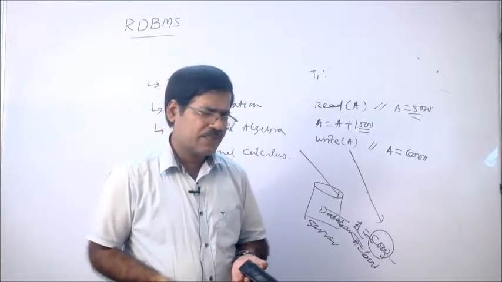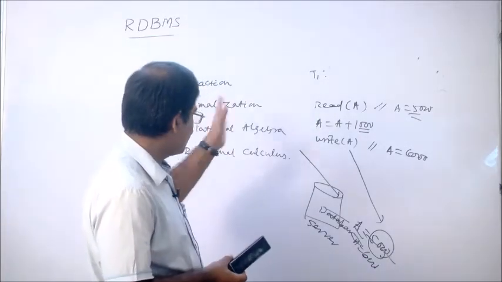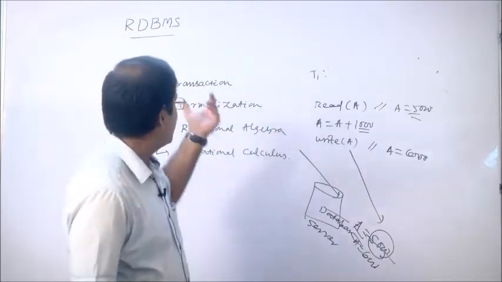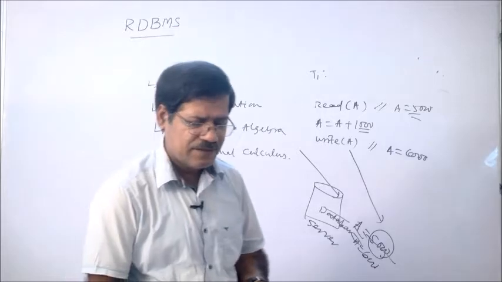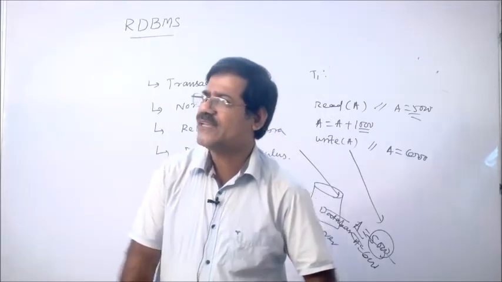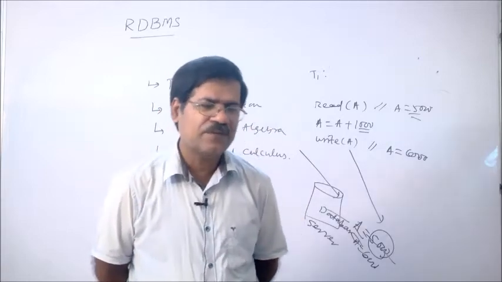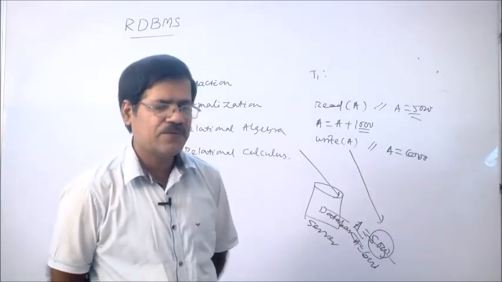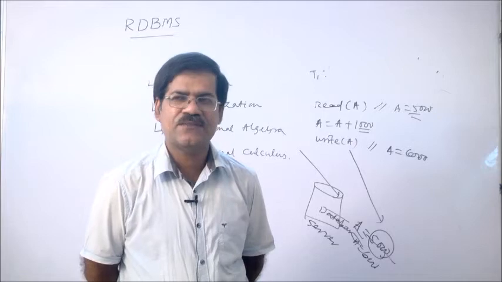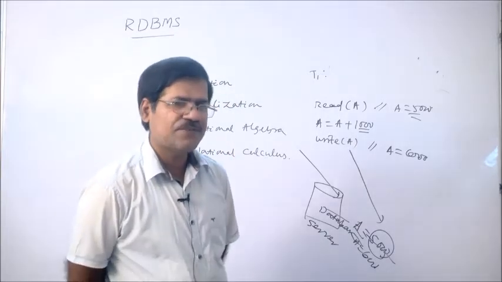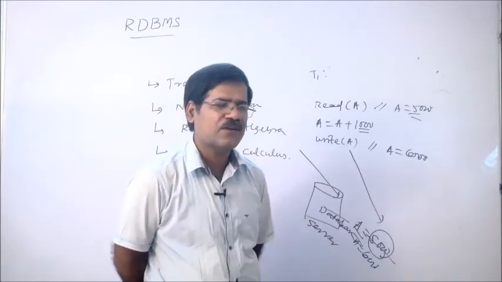These are beyond your syllabus, so you only have to remember the concept. And normalization is another concept we use in RDBMS, not in DBMS. This is a very important chapter for RDBMS. Different normal forms are there: first normal form, second normal form, third normal form, fourth, fifth. Fifth is last: 1, 2, 3, 4, 5. Another is BCNF, Boyce-Codd normal form.